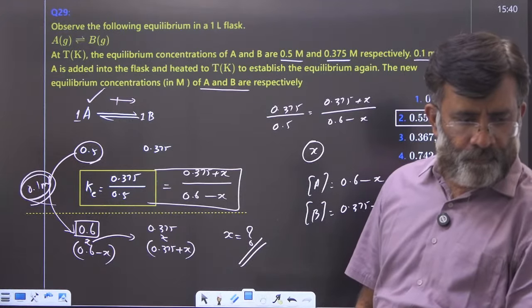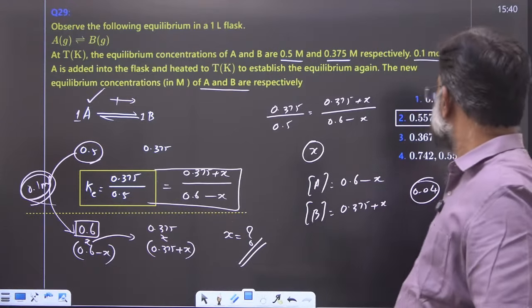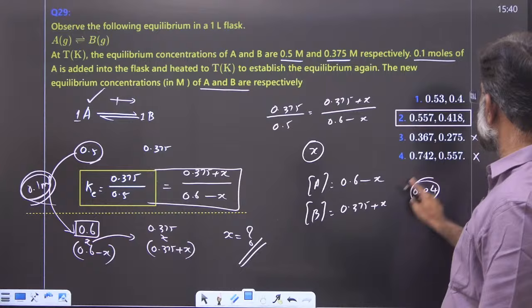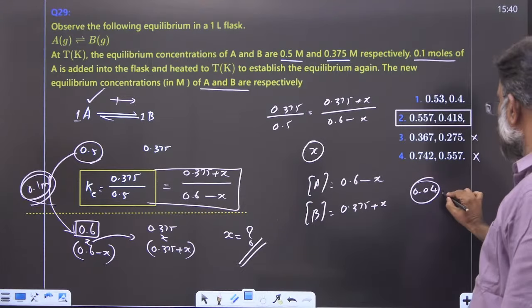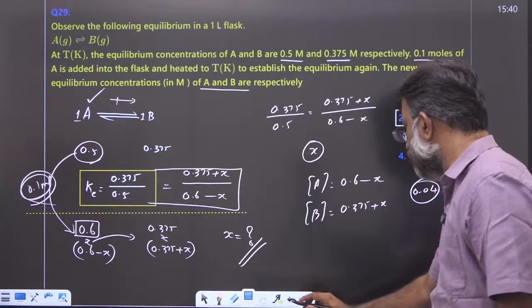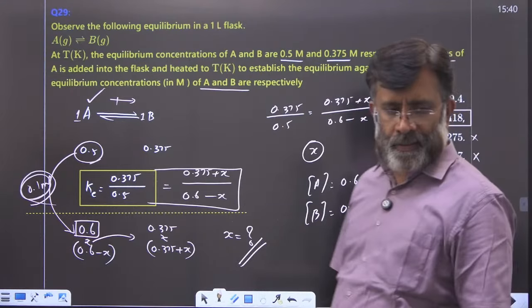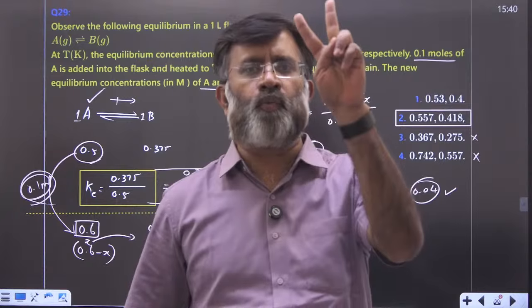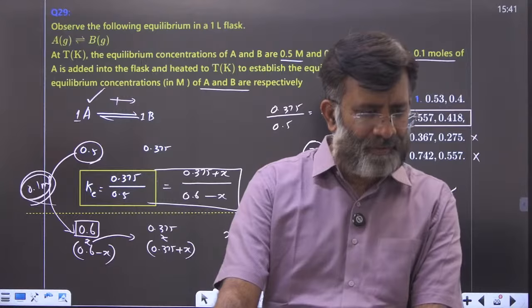It should be option B then. What about the other one? 0.375 plus 0.04, you will get option B. Please verify what X you get. If you get X as 0.04, option B is the correct answer, and the reported correct answer is option 2. Right.